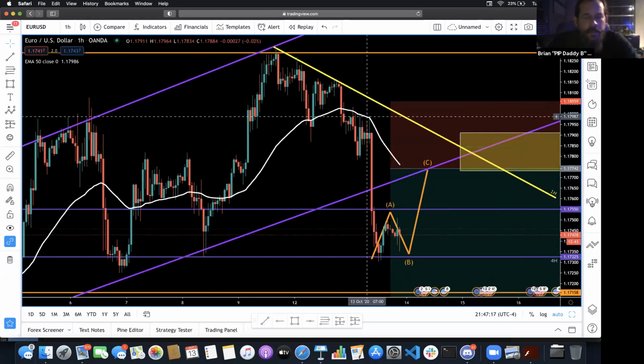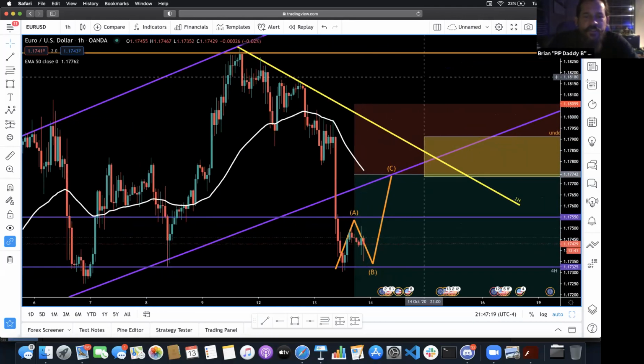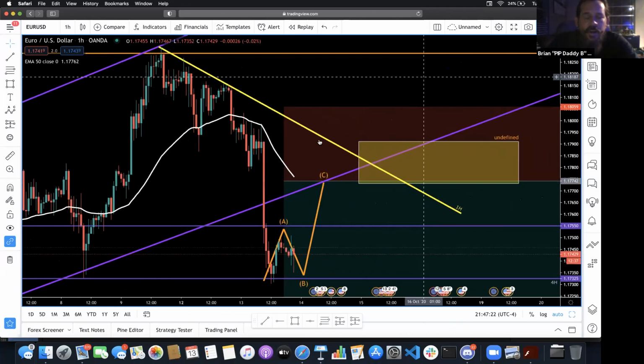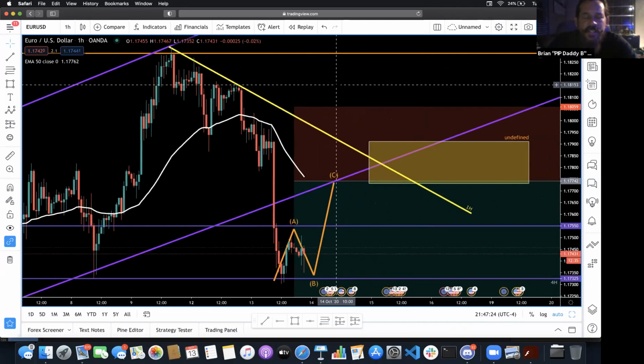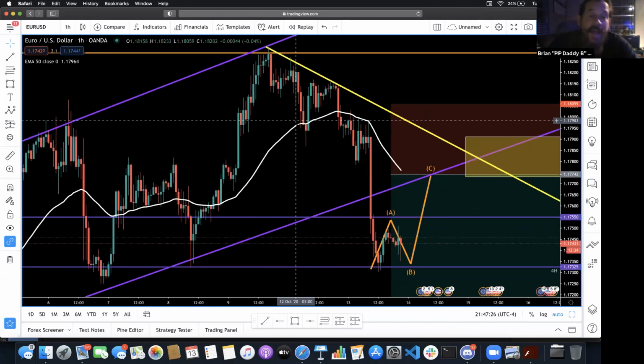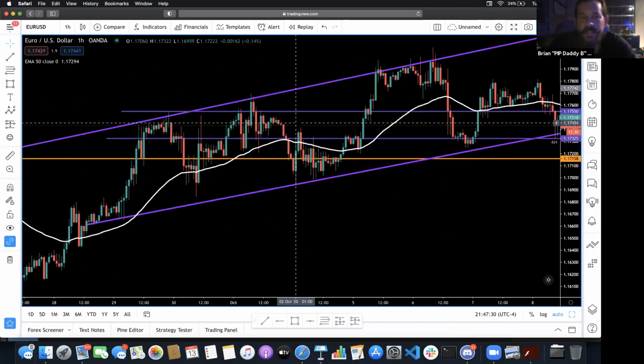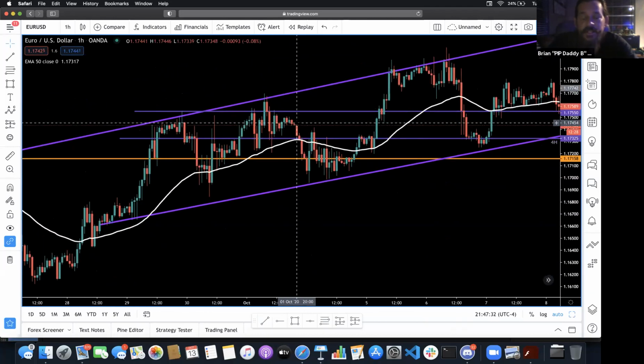Yeah, you can always confirm how strong a support or resistance is by going way back and seeing how many times it's hit. The more times it's hit, the stronger it is.